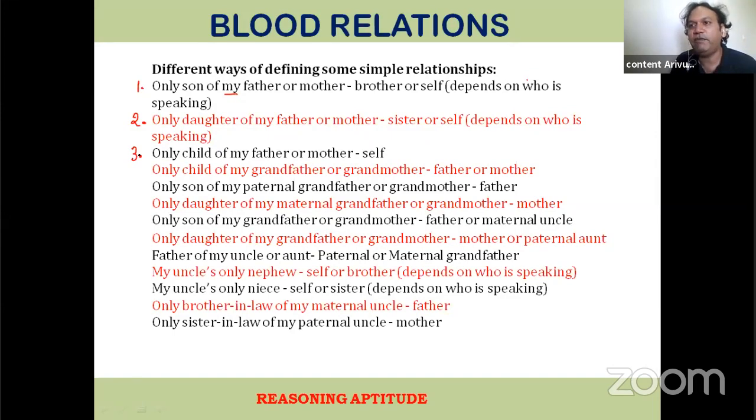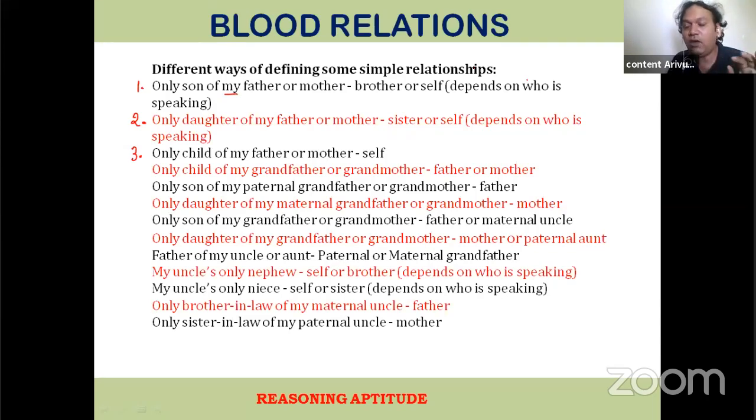Suppose I tell you that my wife's father has only one child, who is she? What will be the answer? My wife's father has only one child, then the answer would be my wife, right? That one child is my wife. Clear? Now, I don't have to worry about whether it's a son or a daughter.